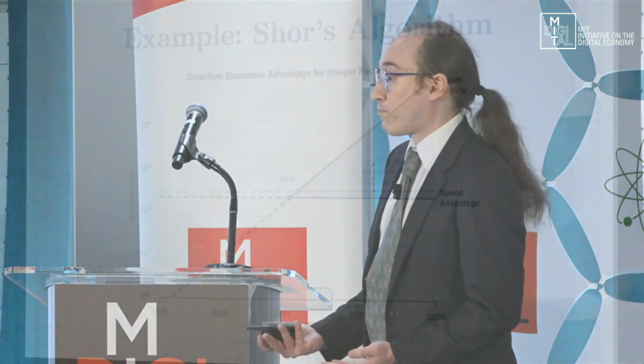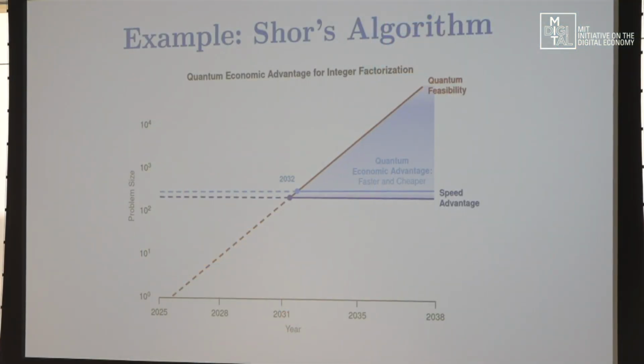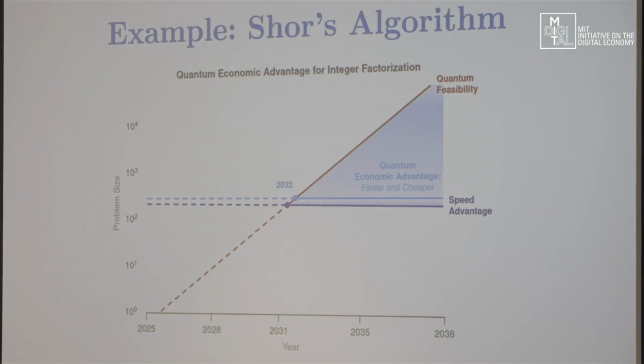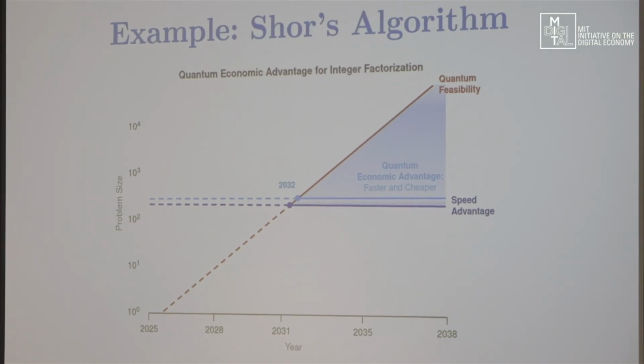All right, so what does that mean in terms of when we're going to see this happen? If you extrapolate based off of some predictions of how many qubits we might have, this is a qubit doubling time of every year, so faster than Moore's law, but not entirely unreasonable. Then we'll see this quantum economic advantage show up for, again, around 200 qubits, around 2032. It's actually quite early.